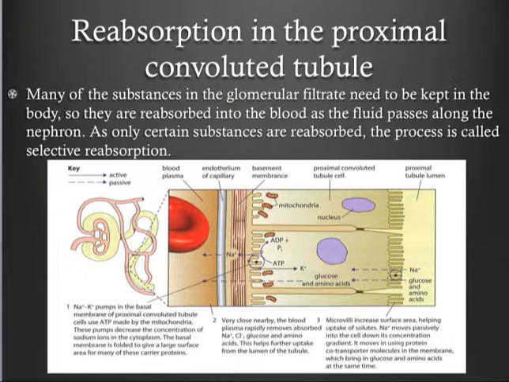So the reabsorption of so much water and solutes from the filtrate in the proximal convoluted tubule greatly reduces the volume of liquid remaining. So in an adult human, about 125 cubic centimeters of fluid enter the proximal tubules every minute, but only about 64% of it passes on to the next region of the nephron, the loop of Henle.